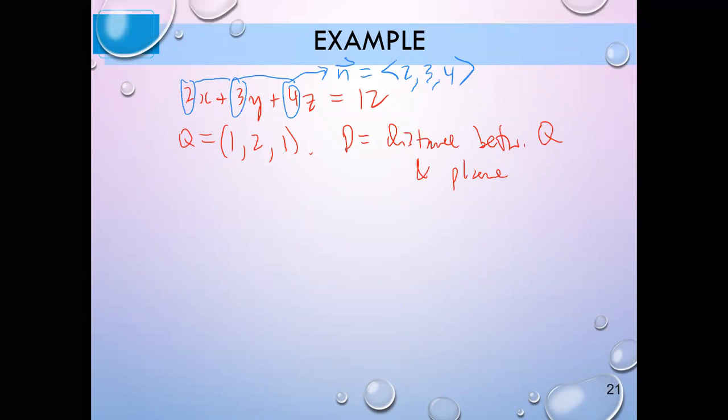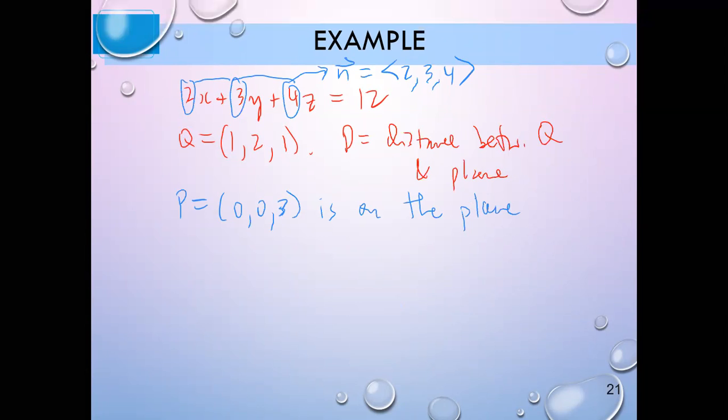I have my point Q, but what else do I need in order to talk about projection onto the normal vector? I need a point on the plane. Can you think of a point that happens to be on the plane? Don't think too hard. (0, 0, 3) would be fine. So P equal to (0, 0, 3) is on the plane.